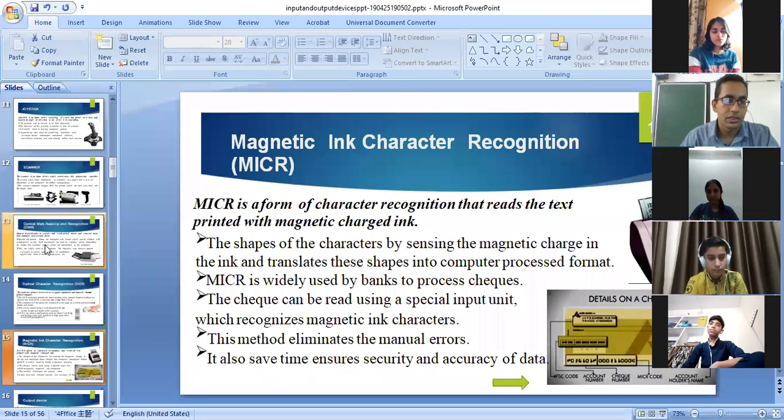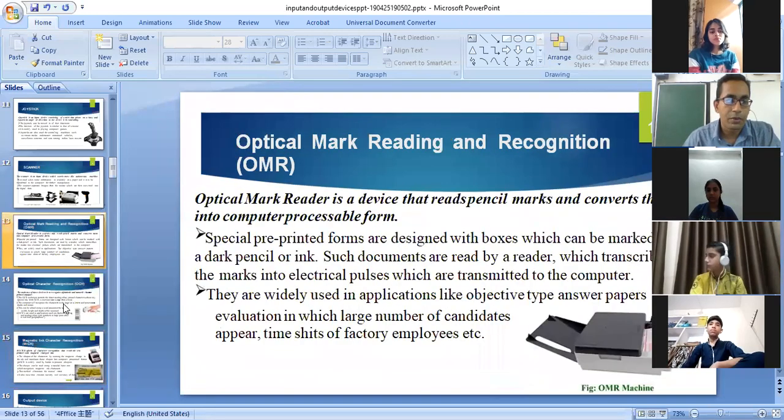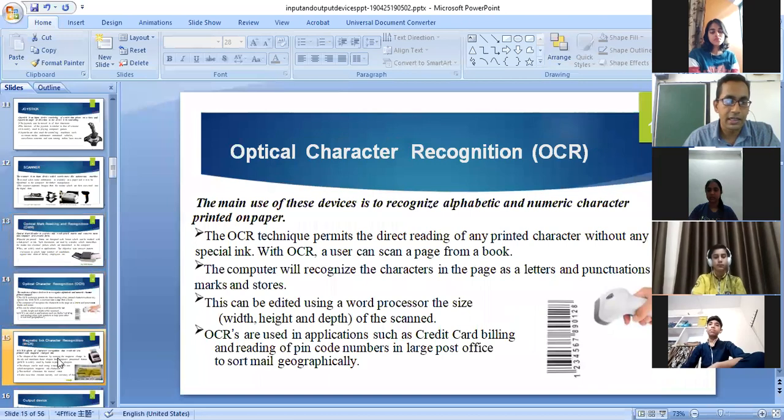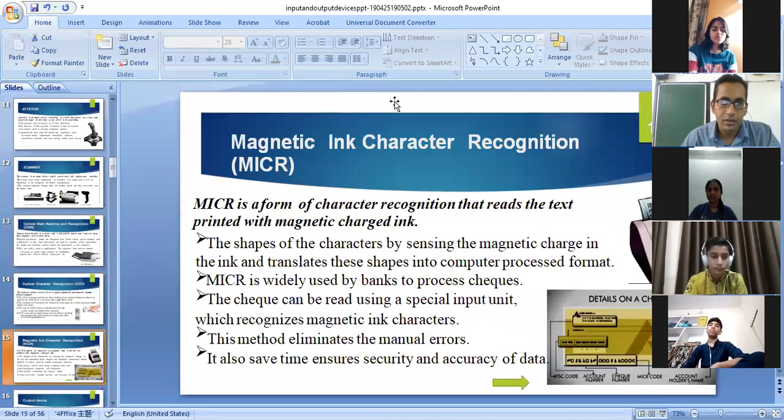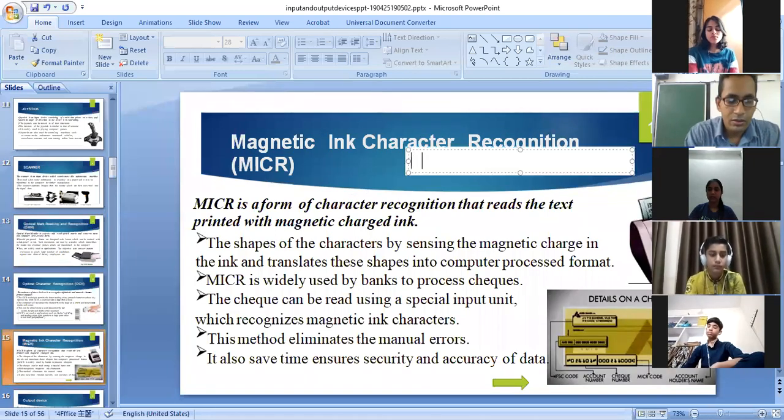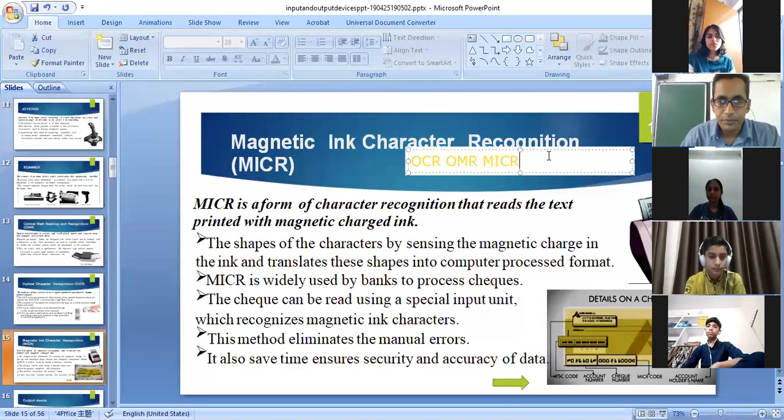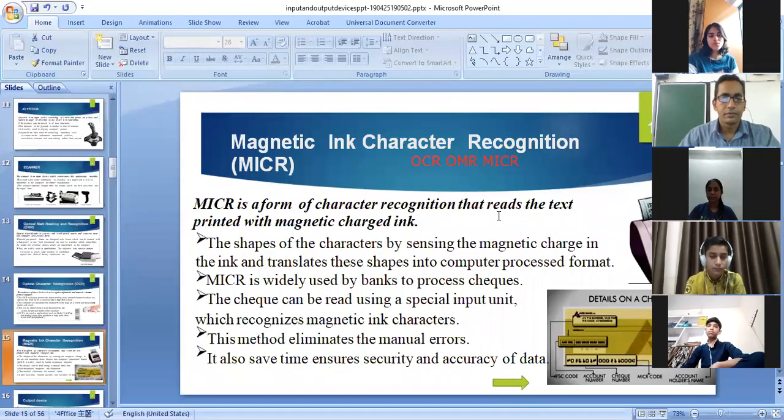Moving next. MICR. So these are all the three: OMR, OCR, optical mark reader, optical character reader, and MICR. These are the three: OCR, OMR, and MICR. Let us see what is this MICR.